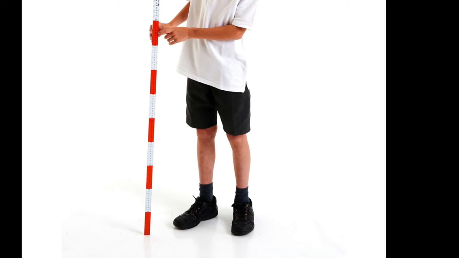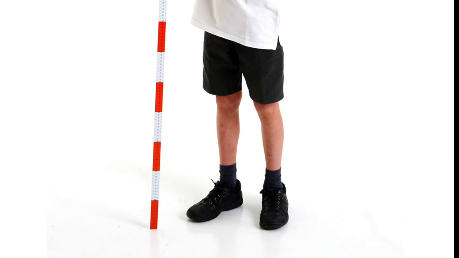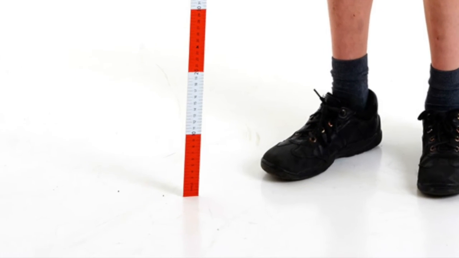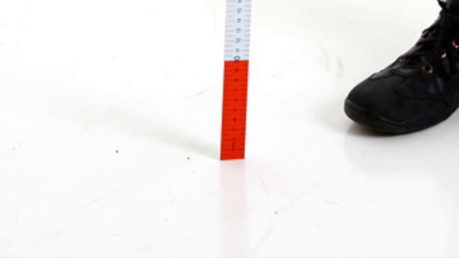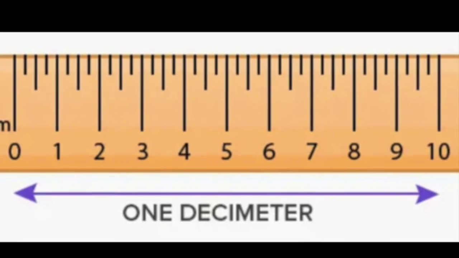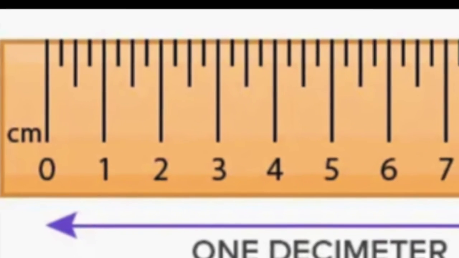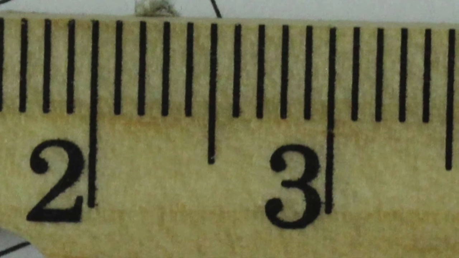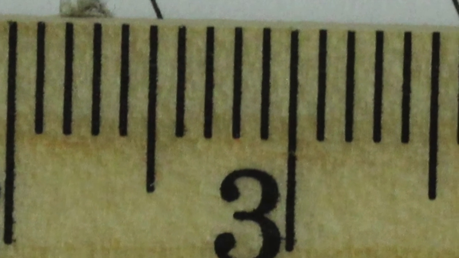Remember, if the whole unit here is 1 meter, then each little part, or 1/10, would be a decimeter. If the whole unit is 1 decimeter, then 1/10 of it, every little part, will be 1 centimeter. And if the whole unit shows 1 centimeter, then every little part would be exactly 1 millimeter.